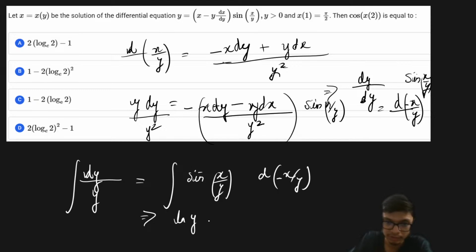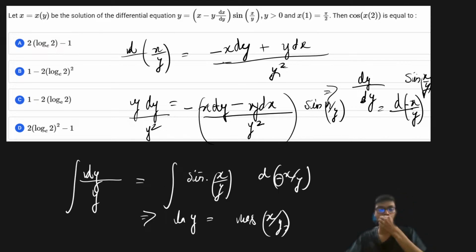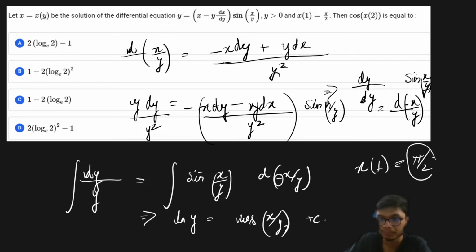So you're going to get the solution as natural log of y is equal to cos of x by y. I'm just incorporating the minus sign outside, and the integration of sine is basically minus of cos, so the minus minus gets plus, and some constant c. Now it is said that x at y equal to 1 is given as pi by 2, right? x of 1 is given as pi by 2.